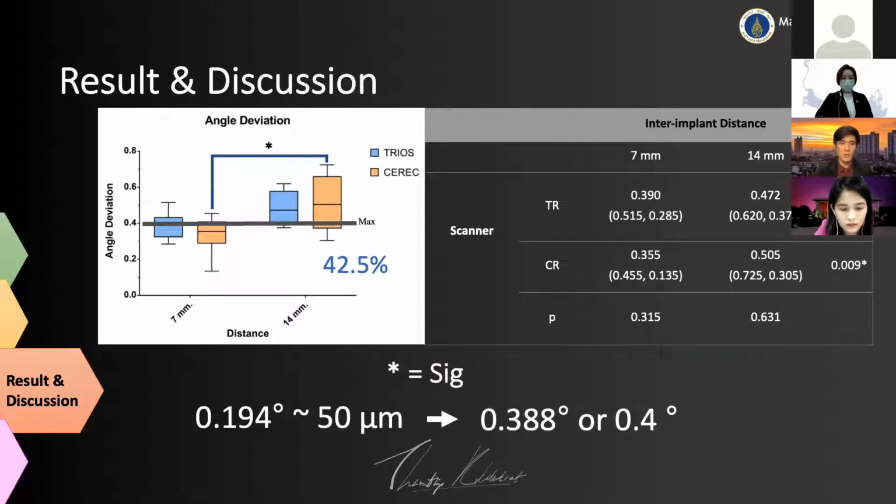From the total data, approximately 40% of the data exceeded 0.4 degrees. So there was a chance of approximately 40% of having angular error from using an intraoral scanner.